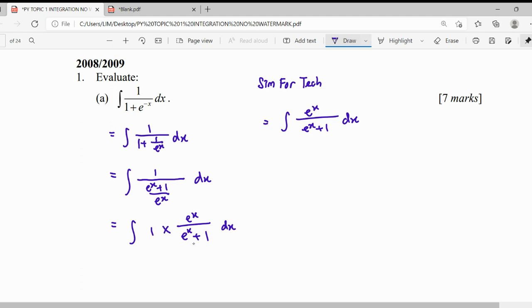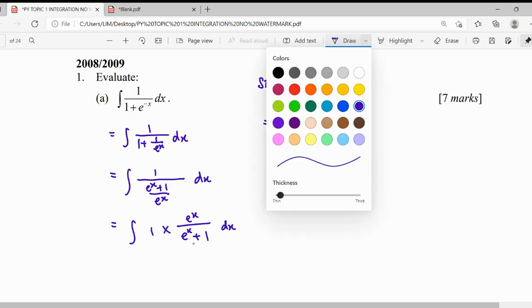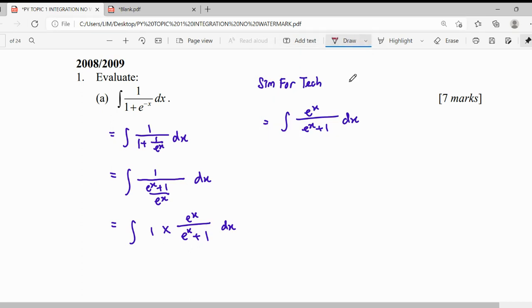Then we look carefully here. We can use a formula, so we check our formula. You can notice that our question is in fraction form. So when we have fraction form, we let the function at the denominator become f(x), which is e^x plus 1. We check, differentiate it.